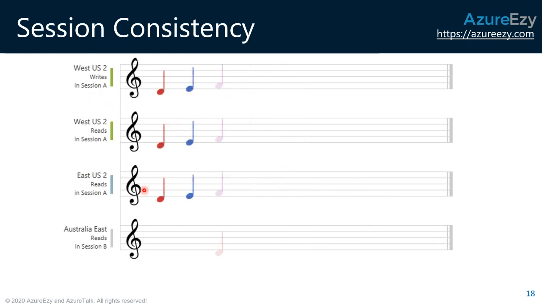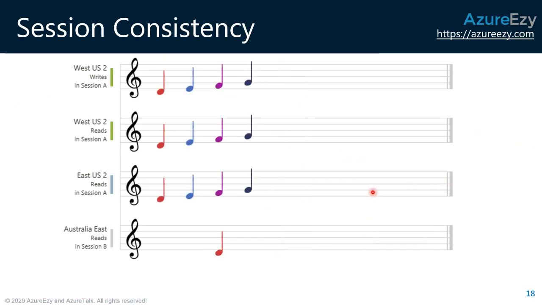It doesn't matter in which region you're reading, but in Australia East, it's taking time because it's replicating. It's falling in session B. So session means that within the session, you will see the most consistent data. But outside the session, it is only guaranteed that you will see the consistent prefixed data. What does that mean? We discussed the consistent prefix in the previous slide, where the order is maintained, consistency in order. So that's why I said in session B, it is consistent prefixed because the order is maintained, but it's taking time to replicate here.